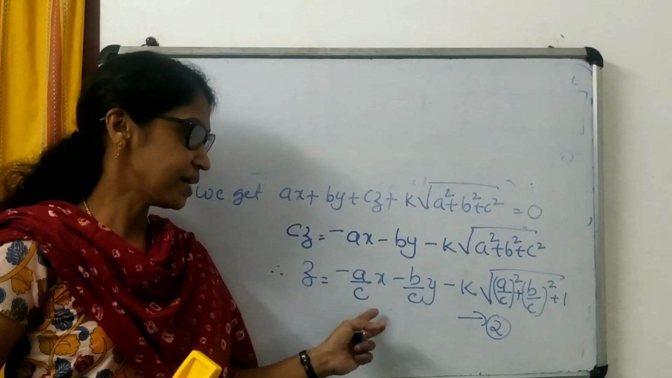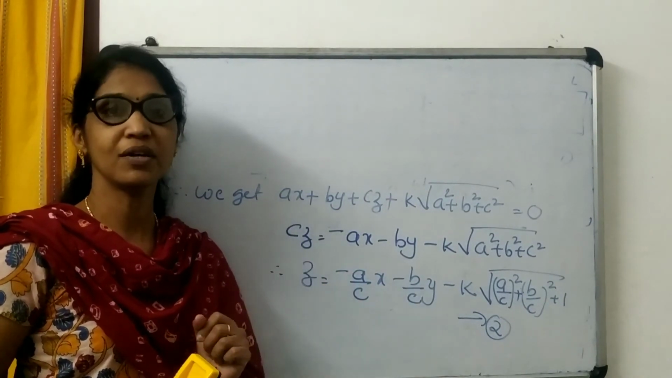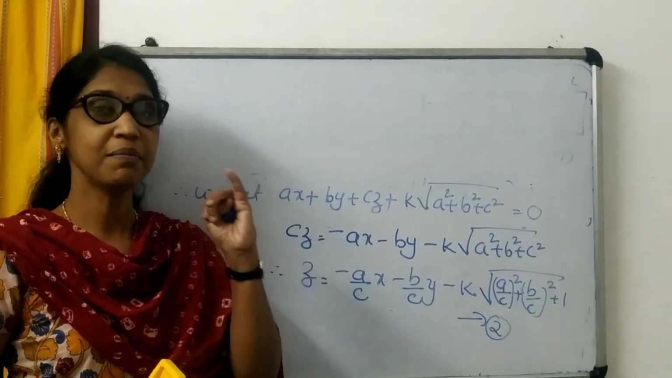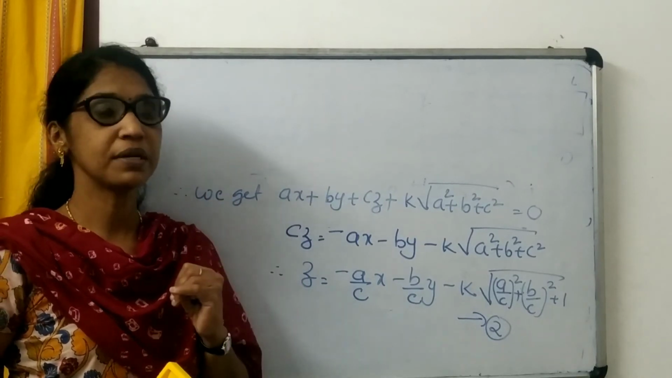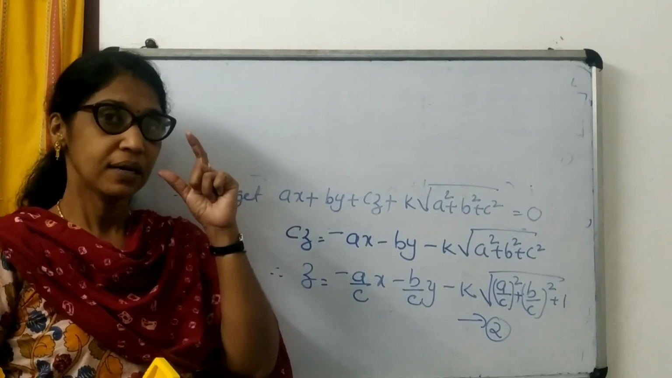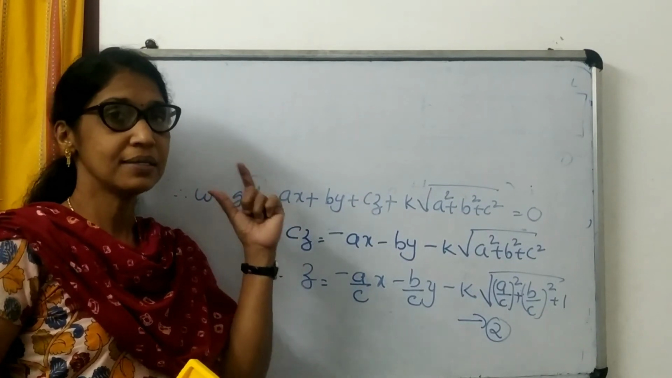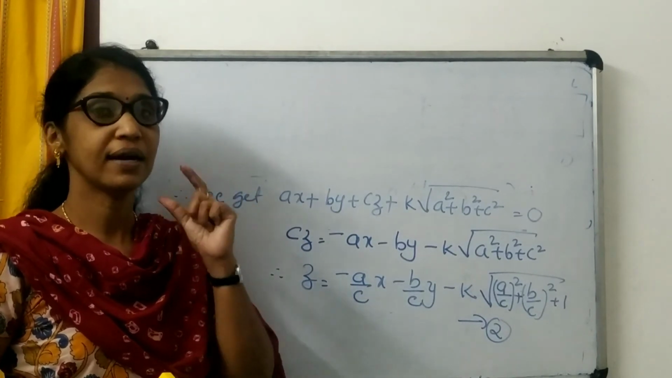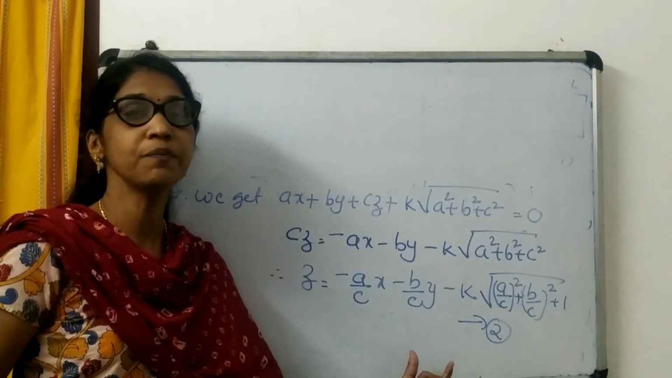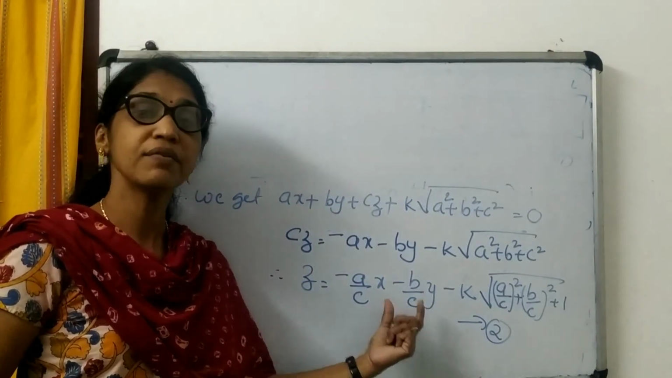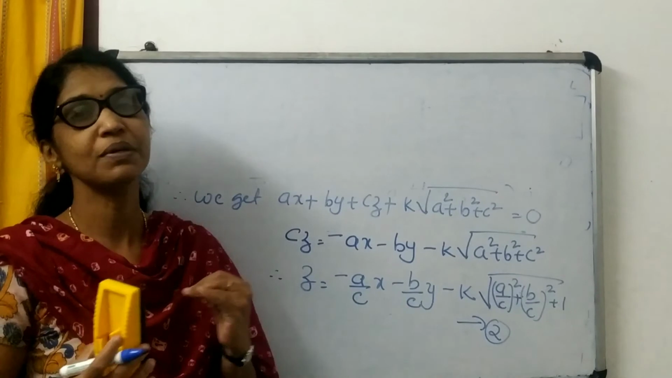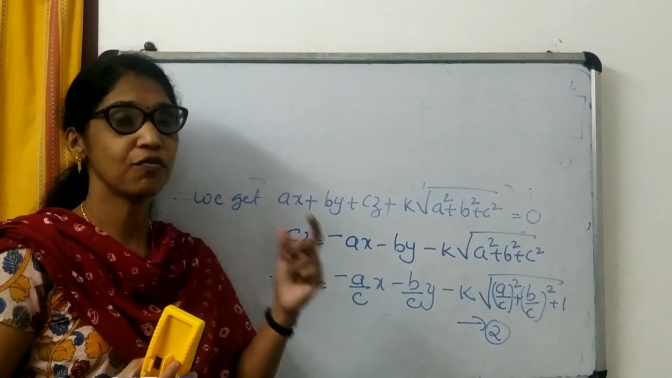Now, in this equation there are only two arbitrary constants, a by c and b by c. First, the equation of the plane contains four arbitrary constants a, b, c and d. With these four arbitrary constants, we cannot form the PDE. So using that condition, that the plane is at a constant distance k from the origin, which is given in the question, we reduce this to an equation having two arbitrary constants. Now the number of arbitrary constants and the number of independent variables are the same here, so we get a PDE of order 1.